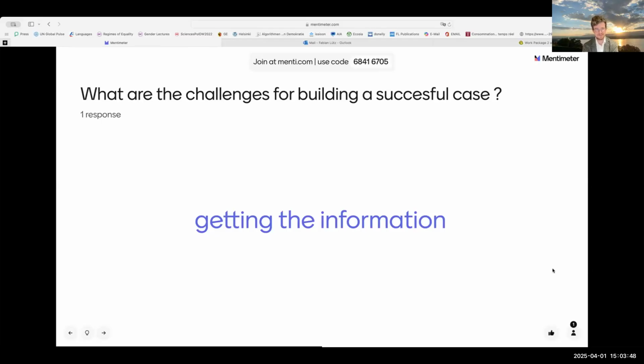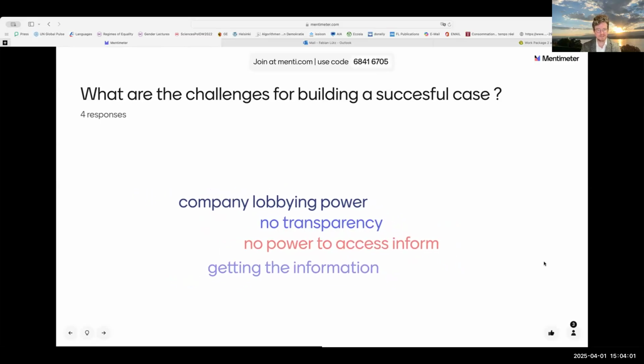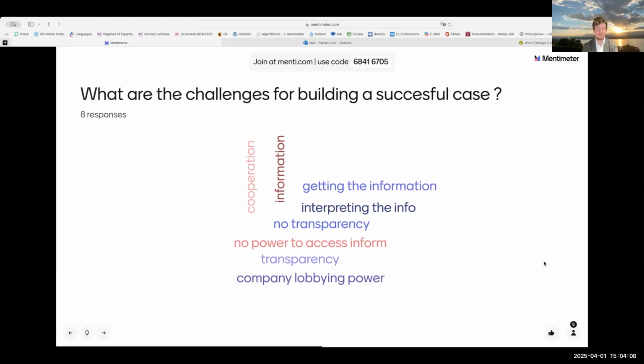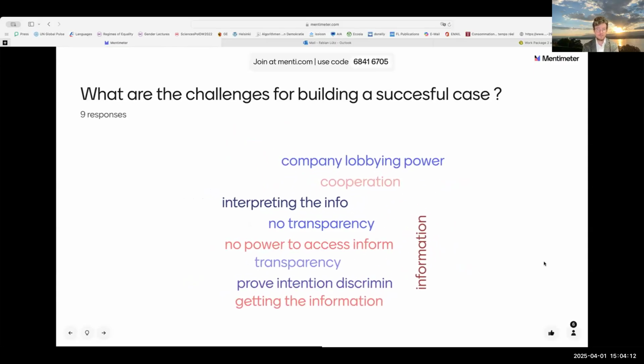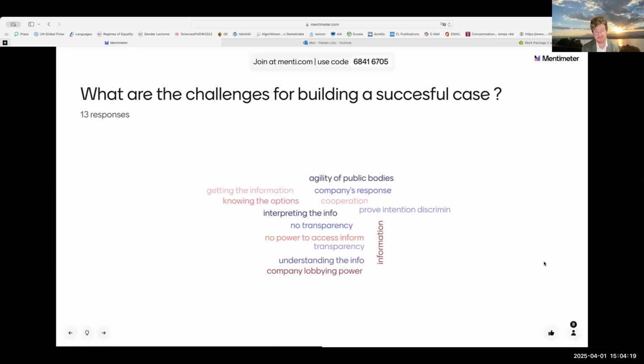Getting the information. I think that's a very good starting point, and it's good that this is the first answer, because in my view, this is really the building block. If you don't have the information, you will not even be incited to do something, and you cannot build a good complaint. Company lobbying power, yes, certainly. Interpretation is also very key, because sometimes you don't understand. That's also the link to the first session, where Aaron taught us more about AI systems and how that works. The information alone doesn't help you sometimes, so that's very good.